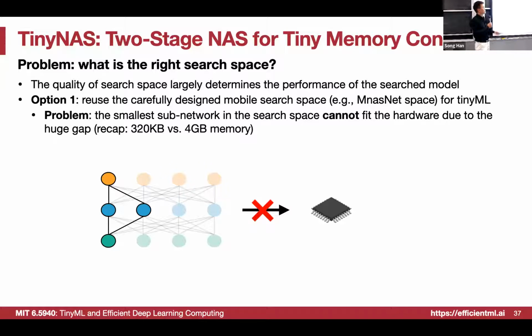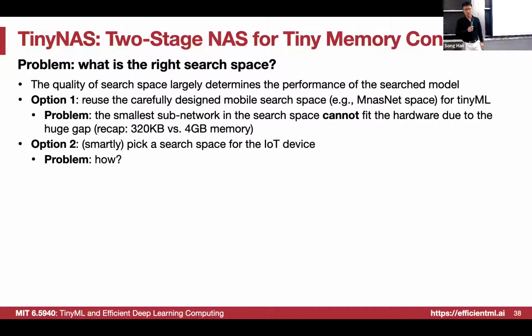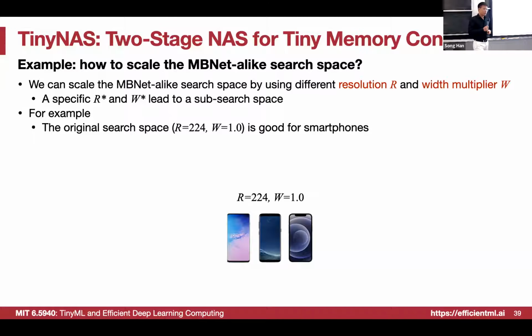So one option is, of course, we can reuse those carefully designed mobile AI search spaces, like MobileNet, ProxylessNAS, etc., for TinyML. But it doesn't work. Even the smallest subnetwork in the search space still cannot fit the hardware due to the huge gap of memory, 320 kilobytes versus 4 gigabytes of memory. So what do we do? We need to smartly pick a search space, a design space, to begin with for IoT devices. And how do we do that? So what is the design space here?